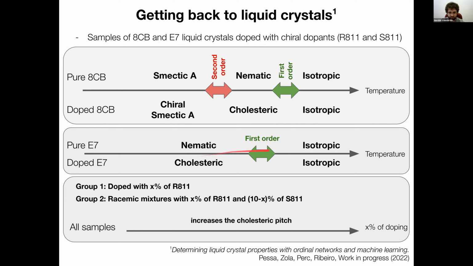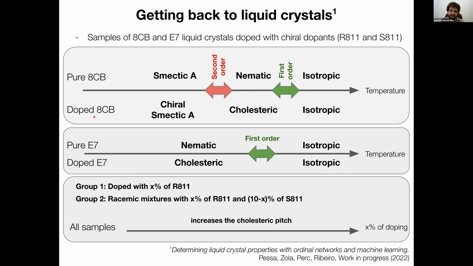What I'm trying to show here is more or less a phase diagram of this liquid crystal. So when we have a pure 8CB sample at low temperature, it will be in a smectic A phase. And as we increase the temperature, the system undergoes a second order transition to a nematic phase. And if we keep increasing, we find a first order transition to the isotropic phase.